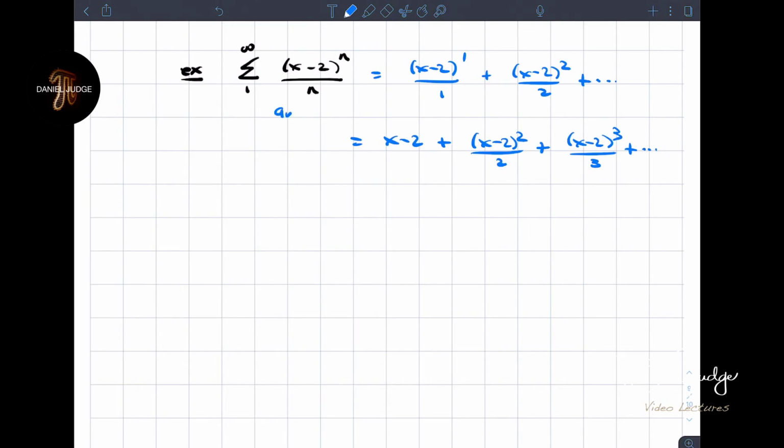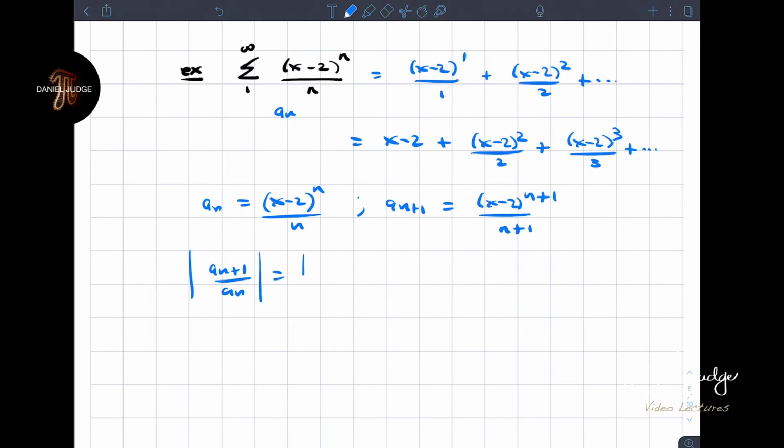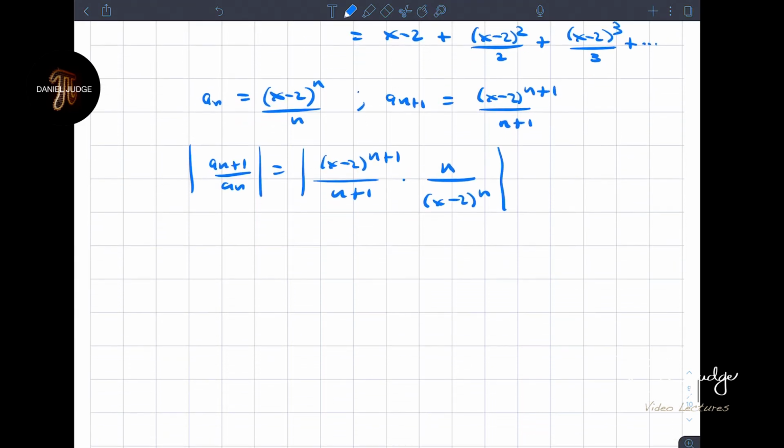We're going to use the ratio test. a_n is x minus 2 to the nth power over n, and a_(n+1) is x minus 2 to the n plus 1 power over n plus 1, the next term. We take the absolute value of the ratio: x minus 2 to the n plus 1 over n plus 1, multiplied by the reciprocal. So your algebra is going to be right here.